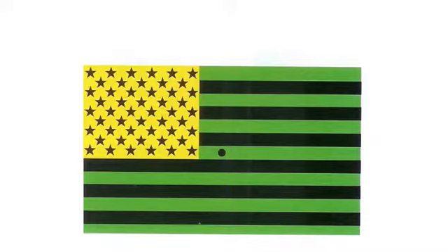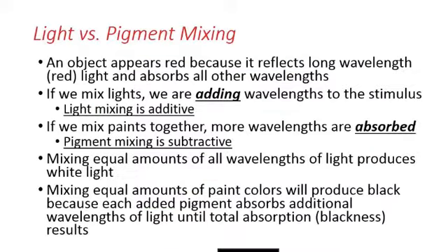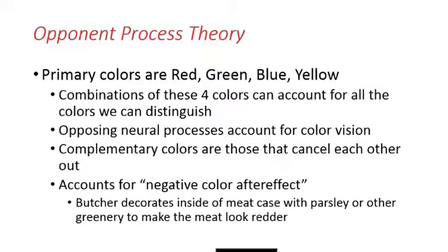This is kind of an example of the opponent process, so if you stare at that for about 20 seconds and stare right at that dot in the middle, then when I go to the next slide, and if you don't deviate your eyes from the image, you'll see an after image which should be a red, white, and blue American flag. And it absorbs all the color after effect. Interestingly, this has been used by butchers for years, where they decorate the inside of a meat case with parsley or other greenery, which will make the meat actually look redder than it is because of the opponent process idea.